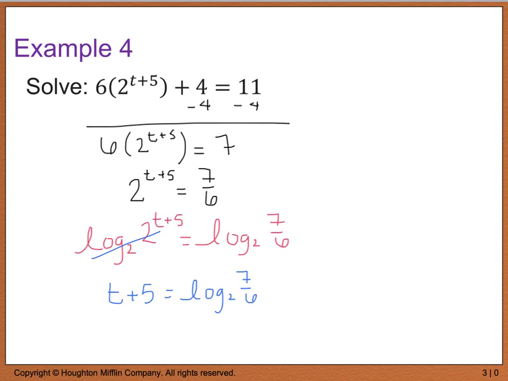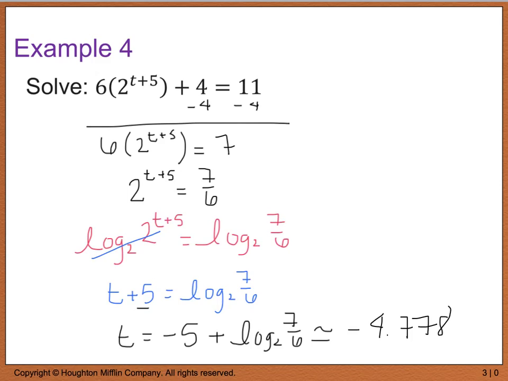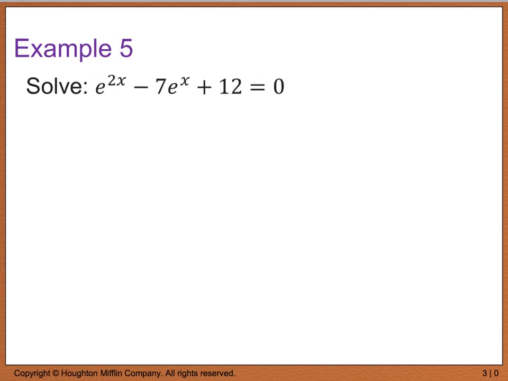And if I get rid of that 5 right here, I really have t is equal to negative 5 plus the log base 2 of 7/6. And you can actually approximate that by doing your change of base on this piece here and then adding negative 5 to it. And if you do that, I got something around negative 4.778.